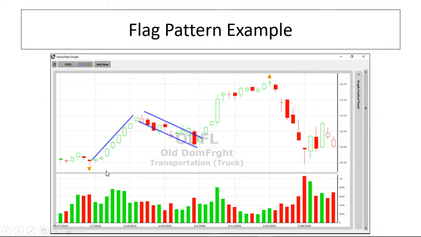Okay, so here's another example. Here's ODFL. Here's your flagpole, really strong volume. Downward sloping consolidation period lasting for a couple of weeks on low volume. Now we did kind of get a breakout on this day, right? Kind of got a closing breakout. How was the volume? Are we looking at a real strong volume day, real strong conviction behind that breakout? I don't think so. Not only that, but you didn't get follow through the next day. A lot of times you'll see that: a fake breakout or a weak breakout followed by a down day the next day.